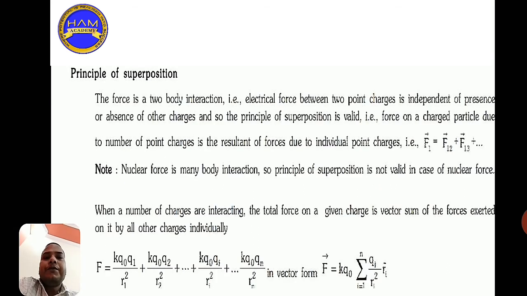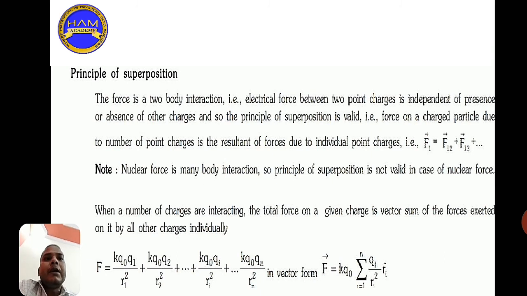Actually, the principle of superposition means that when more than two charges are available, the many charges will each apply an electrostatic force on each other. So from this topic, the principle of superposition, we can calculate the resultant electrostatic force.